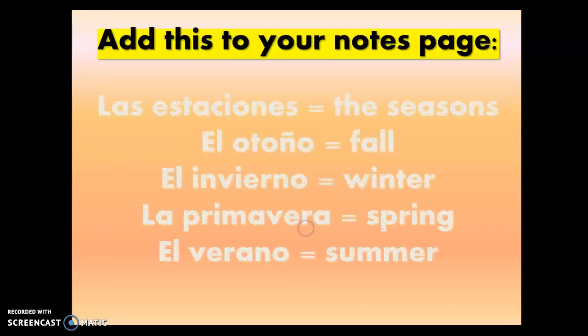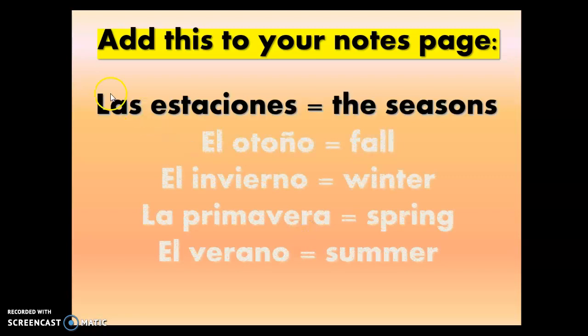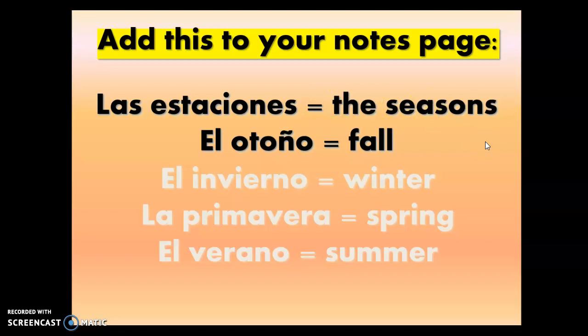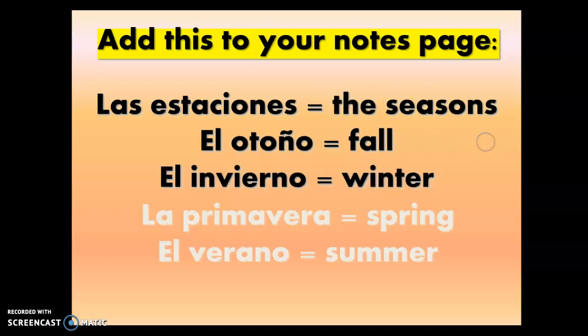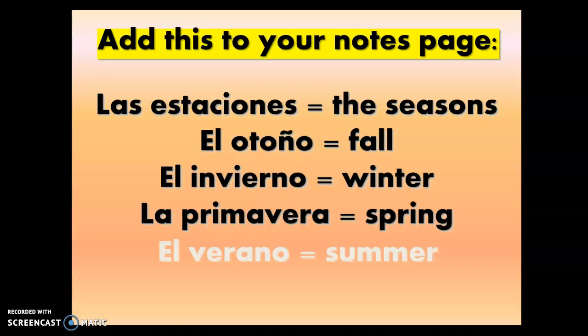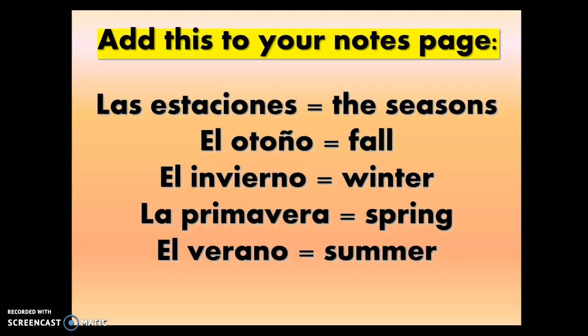And then the next thing that you need to add to your notes page is the seasons, amigos. Go ahead and repeat. Las estaciones. That means the seasons. El otoño is for fall. La primavera is for spring. Oh, I skipped one. El invierno is for winter, probably because I hate winter. La primavera is spring. And el verano is summer.